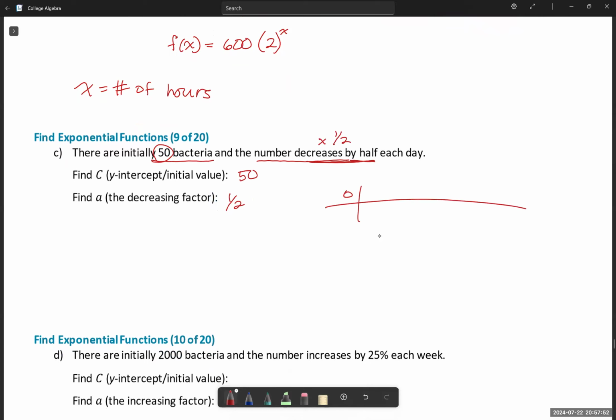Graphing exponential functions. So this is what we were just talking about. When the a value is greater than 1, your function is going up. So all of these are going up. They're increasing. Okay. Whereas when the a value is between 0 and 1, so less than 1, but still a positive number, that function is going to be decreasing.